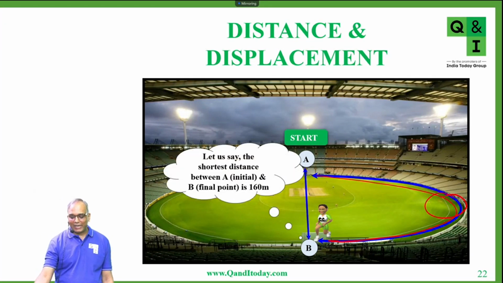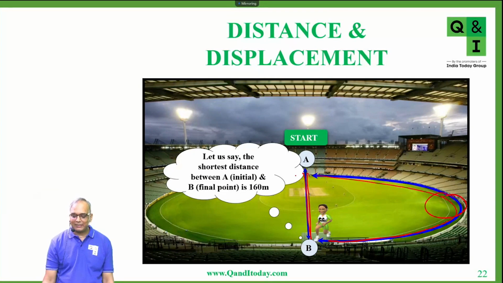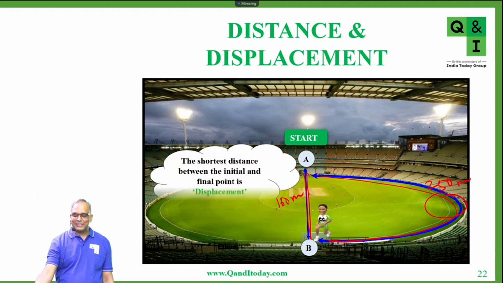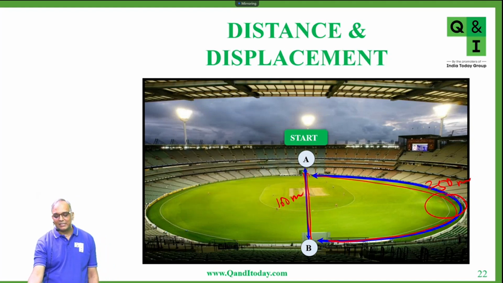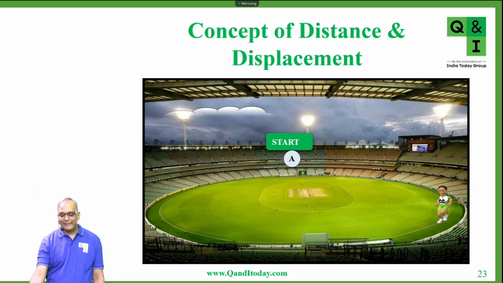Now, if you have to calculate the displacement, what will be the displacement? The shortest path between A and B. This is the shortest path. So the shortest path between A and B is, let's say, 160 meter. So here 160 meter becomes the displacement and the distance is 250 meter. Is it clear?